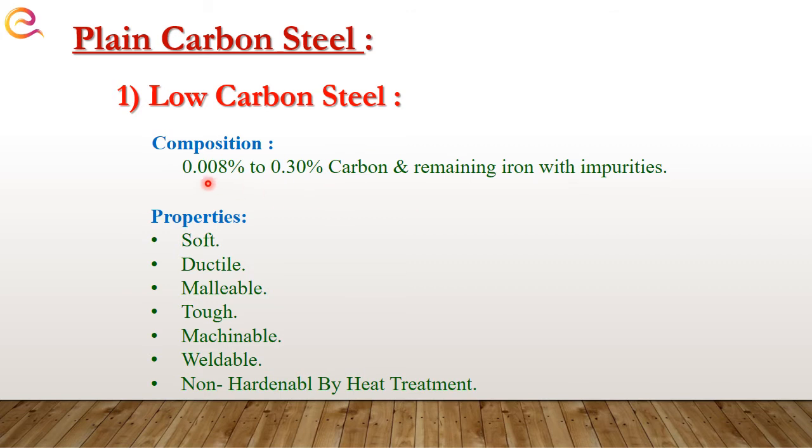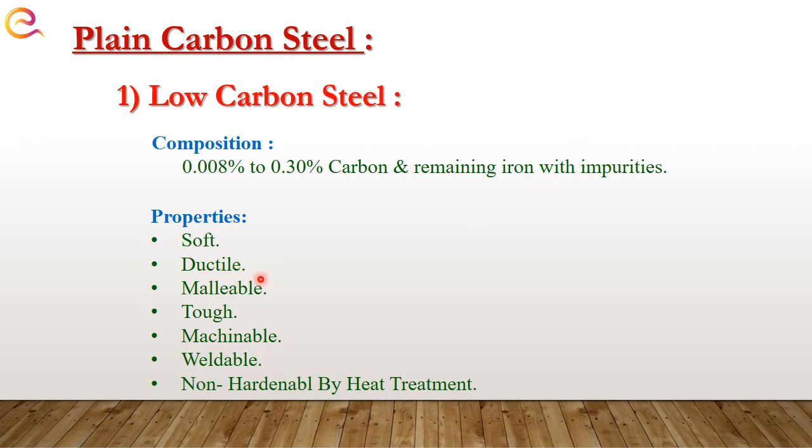We can add those impurities according to our applications. But what is the major point to study here? That is the percentage of carbon in low carbon steel, which varies between 0.008% to 0.30%. Then under properties, we can see this material is soft. As we have studied in our previous session, as the percentage of carbon increases in any material, the hardness and brittleness of that iron increases. Here the percentage of carbon is less in iron, that's why it is soft.